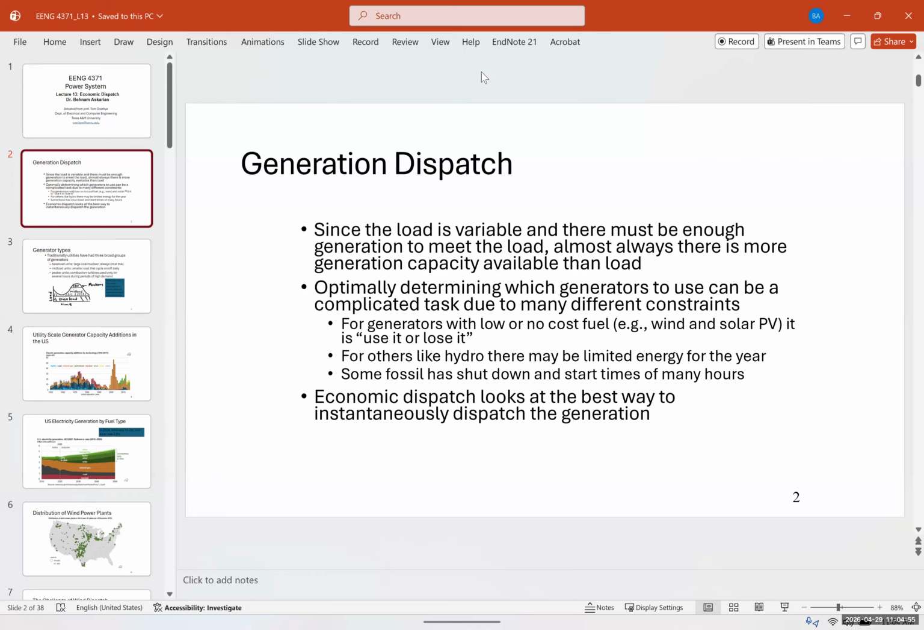So the load on a power system is always variable. It changes hour by hour, minute by minute, but the total generation capacity installed in a system is almost always greater than the actual load at any given time. Obviously, if we have less generation than load, we're going to have shortages and blackouts. So to have a reliable grid, we always need to have more generation than load. So that means at any instant, we have more generation available than we actually need. And the question becomes, which generation do we use and how much do we ask each one to produce?